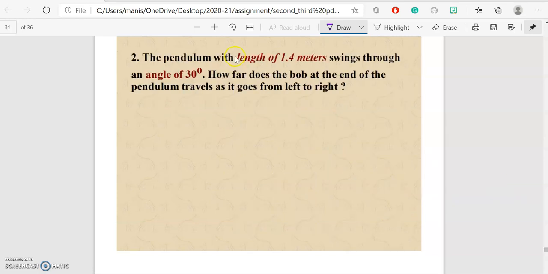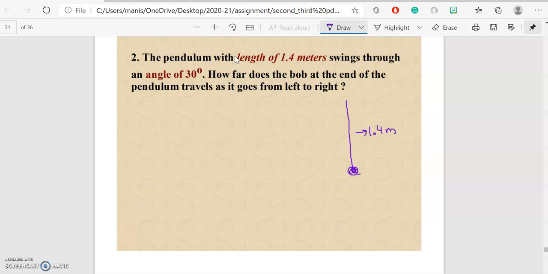Okay, let's look at this question. The pendulum with a length of 1.4 meters. When they are talking about a pendulum, they mean this: this is called the bob, and this whole thing is called the pendulum. The pendulum with a length of 1.4 meters means this is your 1.4 meters.